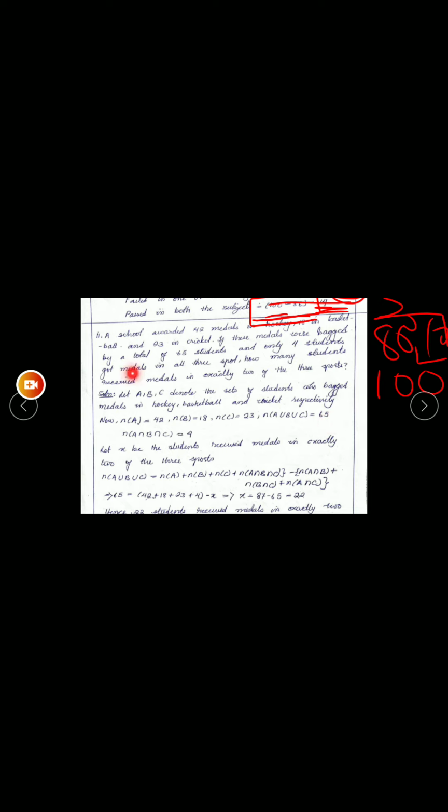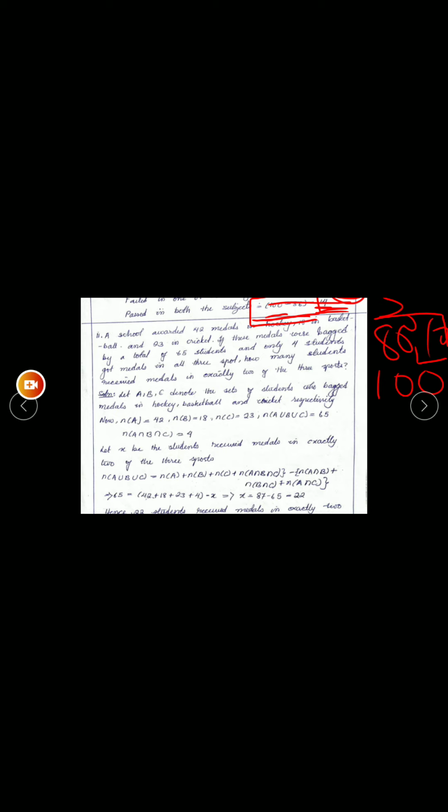And 4 students got medals in all three. The students who have got 3 medals means intersection. N of A intersection B intersection C is 4. Let x be the students who got 2 medals. We don't even know the number of persons who got 2 medals, so we can put x for students with medals in exactly 2 of the sports.